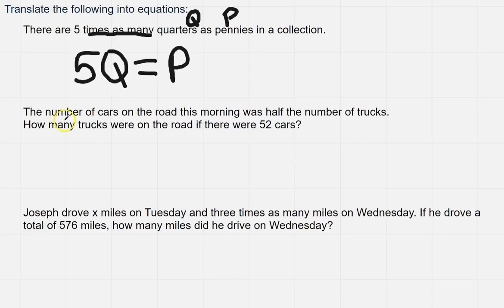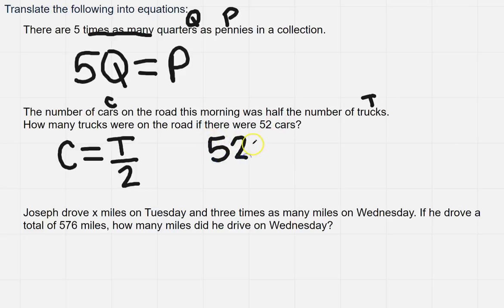Now on the second one, we're looking for the number of cars that were on the road this morning was half the number of trucks. So logically, I'm looking at cars, so that's a C, and trucks, that would be a T. So if there's half as many cars, C would equal the number of trucks divided by 2. And how you can say that is if the cars is half as many, so using this example now, it says there's 52 cars. So 52 equals T over 2.